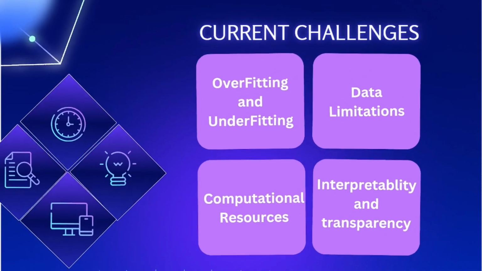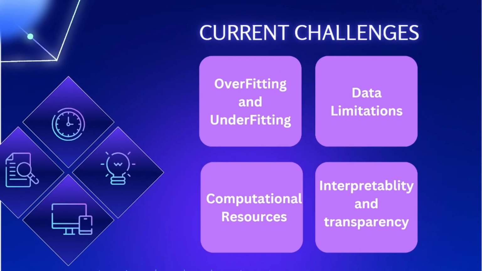But despite its potential, ANN face many challenges also, such as overfitting and underfitting, data limitations, computational resources, interpretability, and transparency. Now, if we talk about overfitting and underfitting, overfitting occurs when the model captures noise, whereas underfitting occurs when the model is too simple.